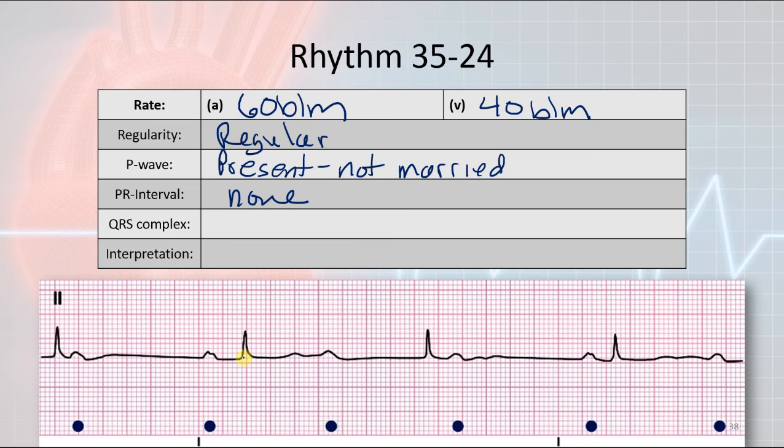QRS complexes are looking really good, actually. They're looking nice and narrow, so the ectopic focus to depolarize the ventricle must be higher up in the bundle branches in that area, or even closer to the His bundle. So I'm going to say 0.08 second for the QRS complex, and once again, you can either put sinus rhythm with third degree heart block, or you can just put a third degree heart block.